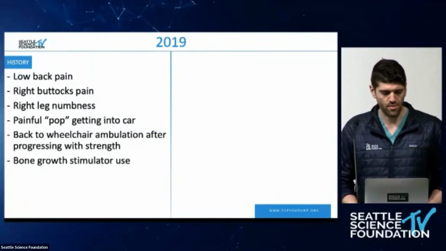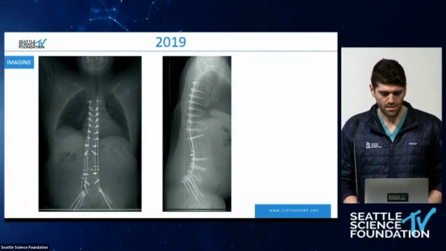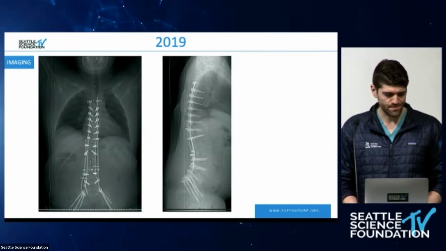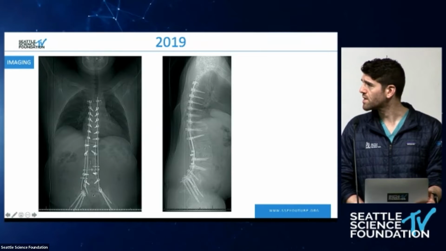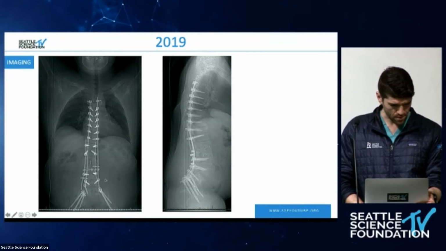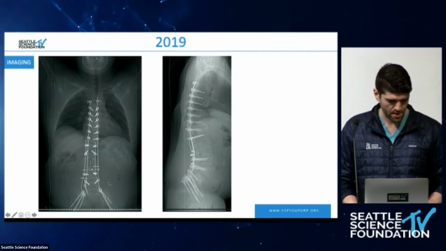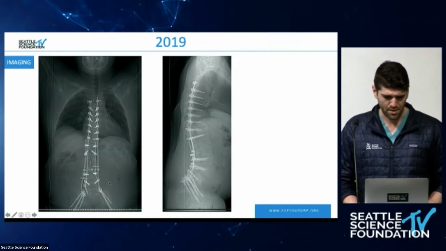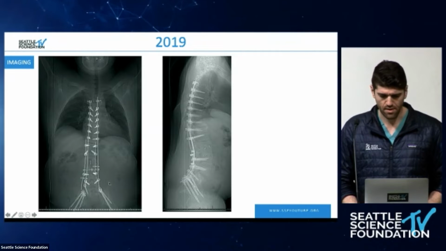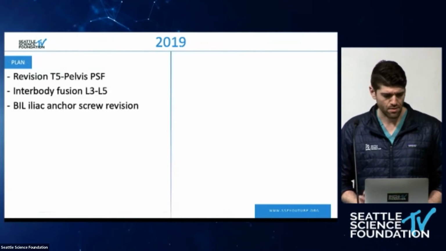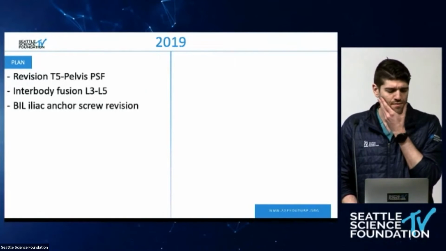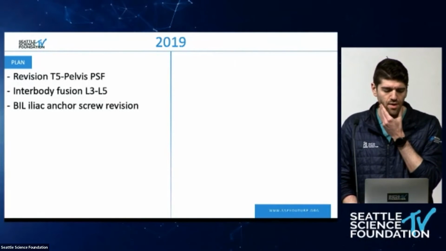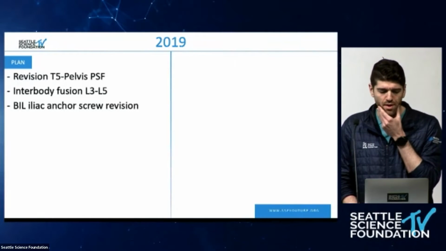He had been trying a bone growth stimulator, and at that point there is a dissociation of the rod down here. There's a rod fracture that's hard to see on the other side, and more screw loosening, even of the revised iliac screws. So the plan was to revise the fusion again and put interbodies from L3 to L5.